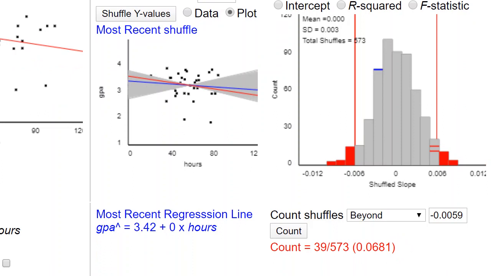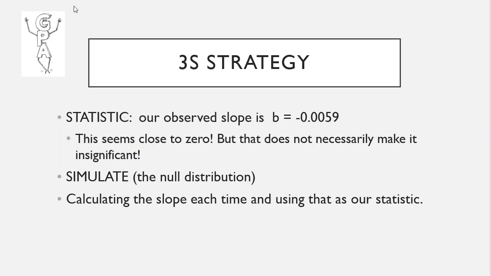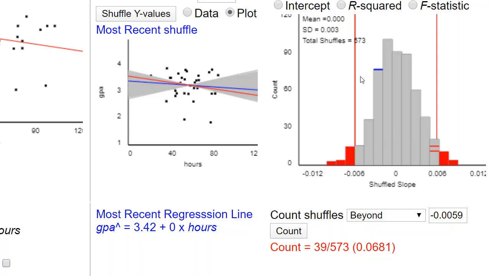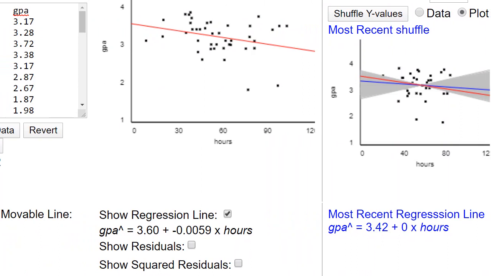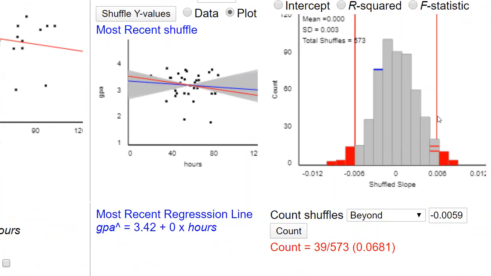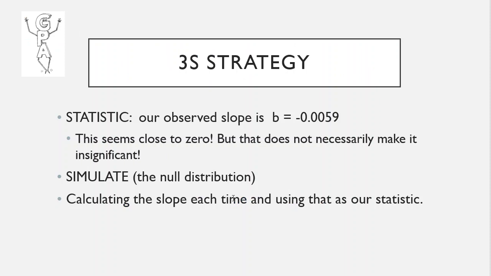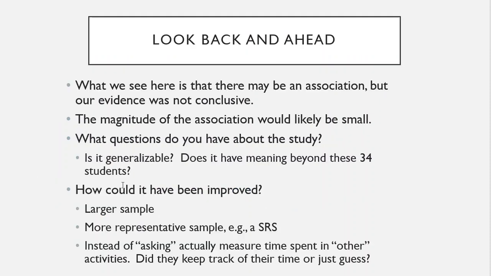Okay, let's jump back into the slides here. So there we simulated the null distribution, and the way we did this is pretty much the same as we've been doing it all semester, right? You take your statistic, in this case the slope of the regression, and you plot that. You draw the line at the value of the statistic, negative 0.0059, and we count how many are as extreme or more extreme than that. When we did that, we ended up with not quite conclusive evidence.